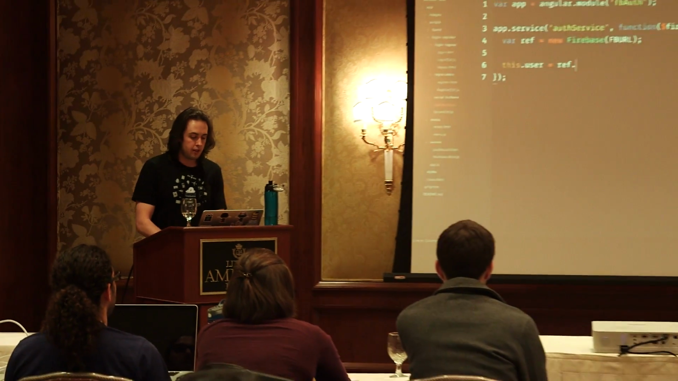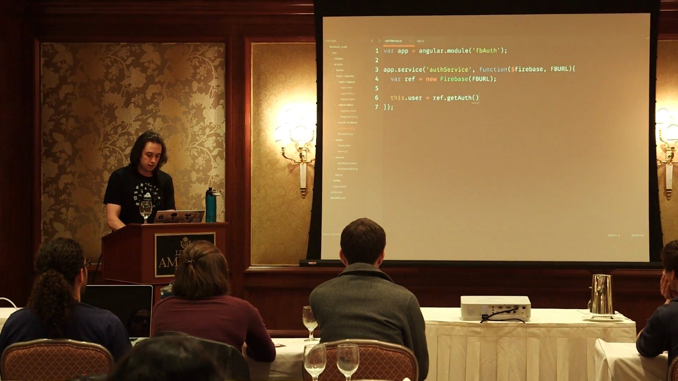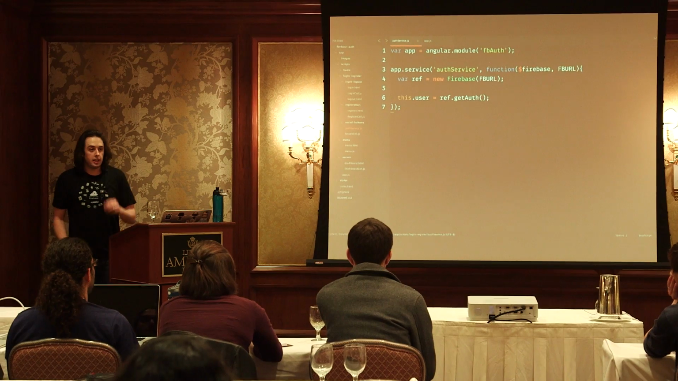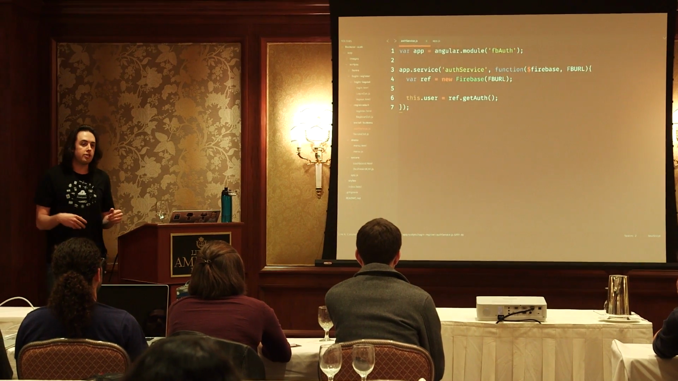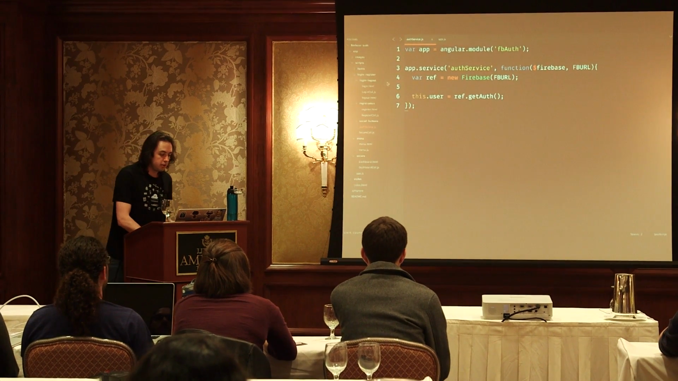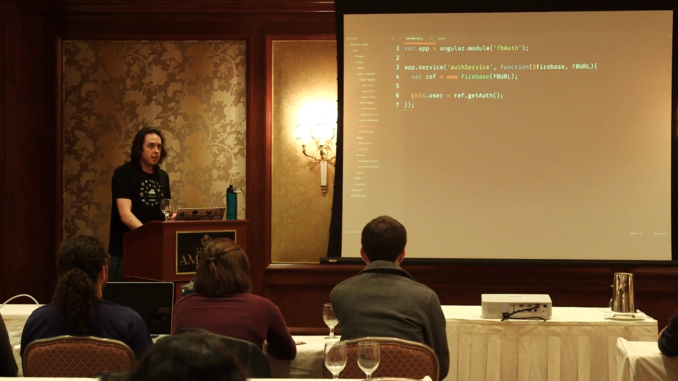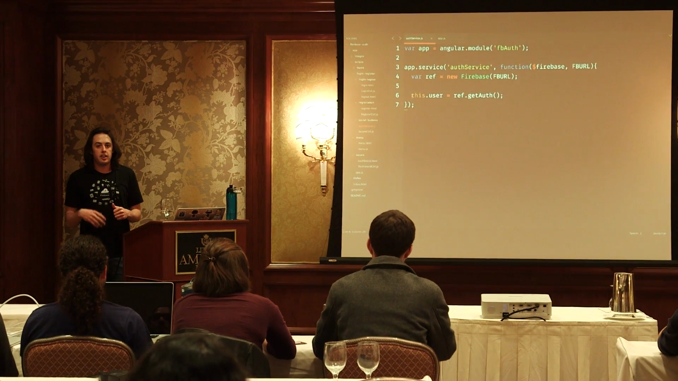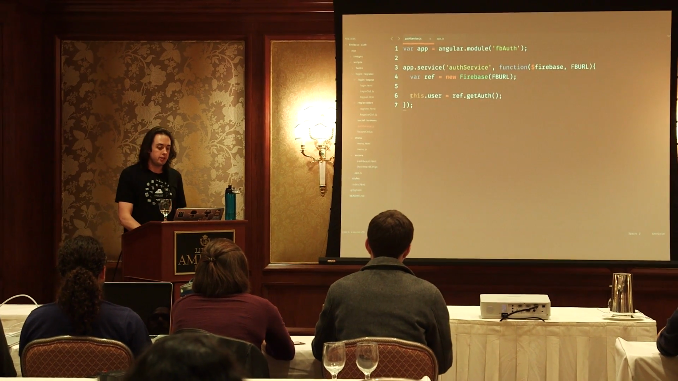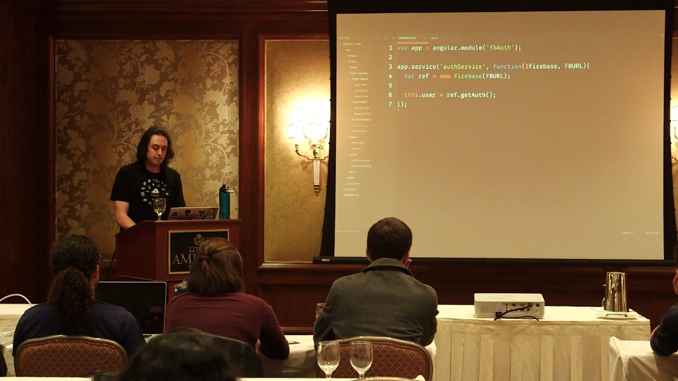So what we're going to do is I'm going to add user to our service, and I'm going to say ref.getAuth. What we're going to do now, inside of our directive and everywhere else in our code, is check for this user, because that's the variable that we're going to look at and toggle the menu with, based on if this user is a thing. Okay?